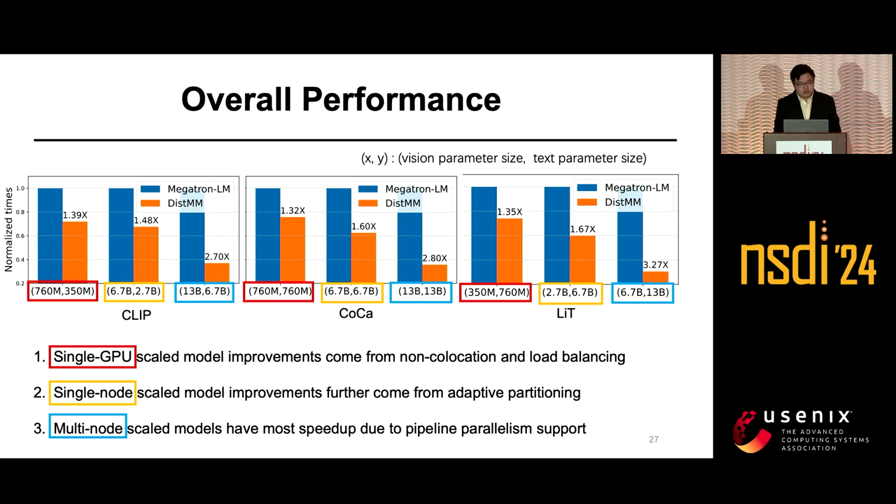And this is the overall performance. You can see DISTMM actually has speedup over Megatron on every configuration. And the speedup actually increases with the model size. Because single GPU scale models only suffer from sequence length differences, but single node models additionally suffer from over-partitioning. And especially for the multi-node scale models, since Megatron-LM's pipeline parallelism cannot be applied, it can only use cross-node tensor parallelism. But for DISTMM, we can use pipeline parallelism to speed up our process. So this is where the 3 times speedup comes from.